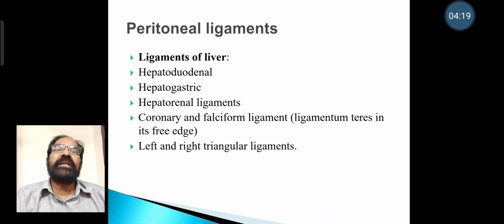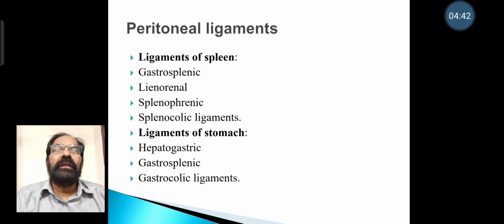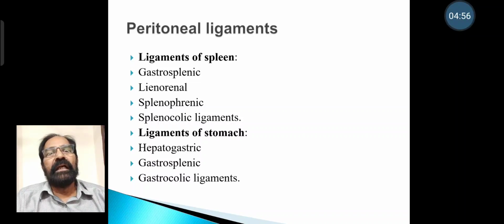Peritoneal ligaments. Ligaments of the liver include hepatoduodenal, hepatogastric, hepatorenal ligaments, coronary, falciform ligament, that is ligamentum teres in its free edge, and left and right triangular ligaments. Ligaments of spleen: gastrosplenic, lienorenal, splenophrenic, and splenocolic ligaments. Ligaments of stomach: hepatogastric, gastrosplenic, and gastrocolic ligaments.